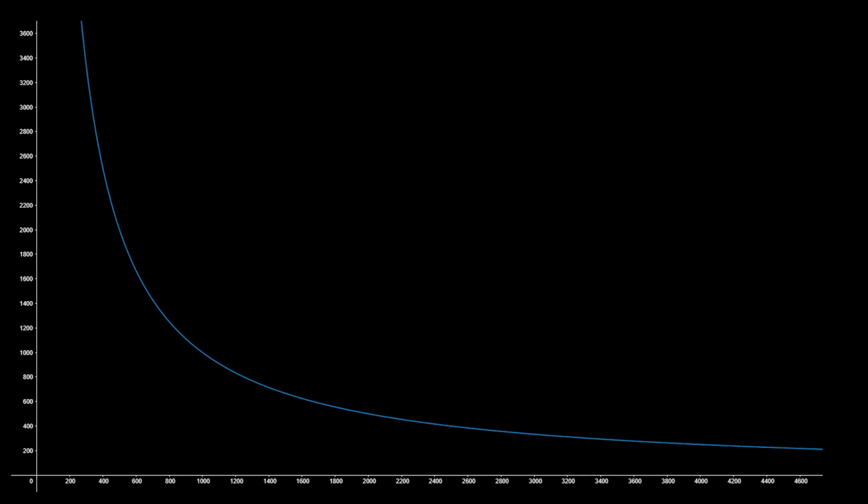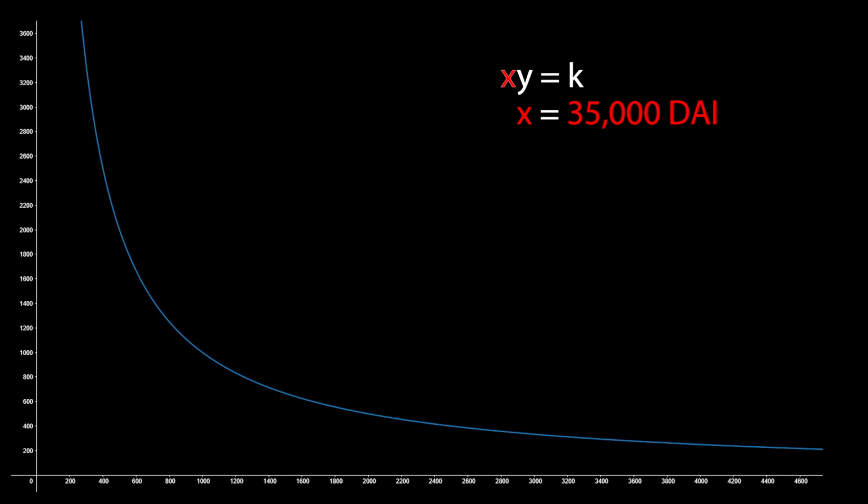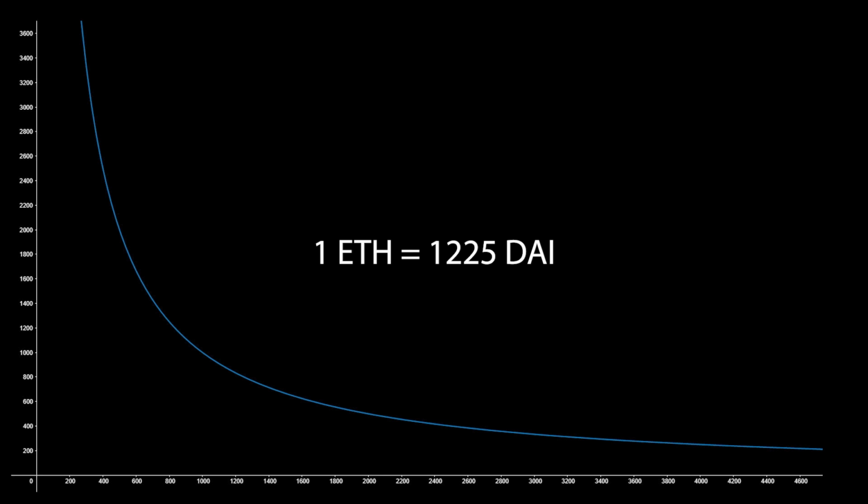Traditional liquidity pools only have one strategy, and it is defined by the constant product curve, often called the bonding curve. And it follows a simple equation: X multiplied by Y is K. This particular bonding curve is made from an X of 35,000 DAI and a Y of 28.5714 ETH. And so X multiplied by Y is 999,999. And the spot price of ETH in this pool is 1,225 DAI per ETH.